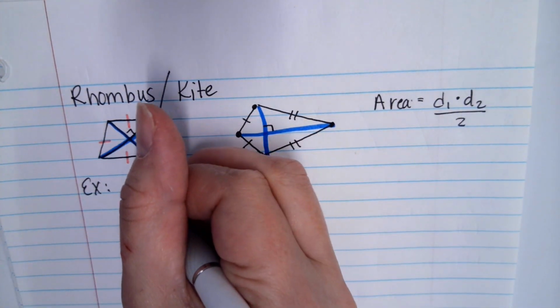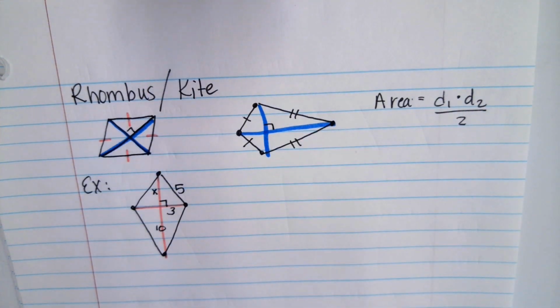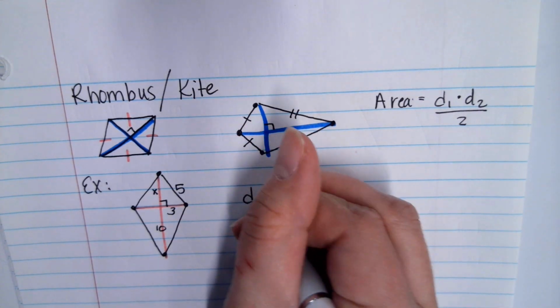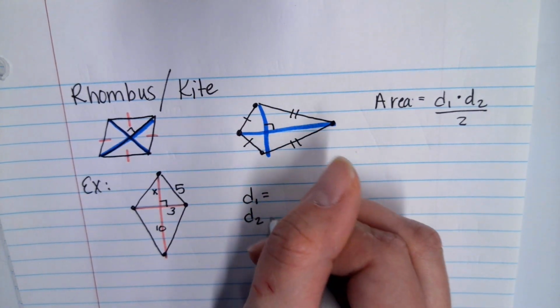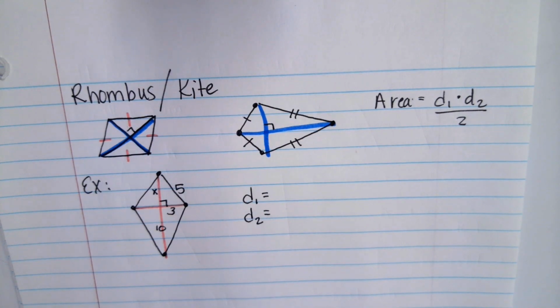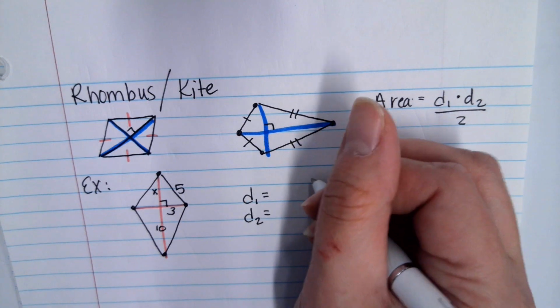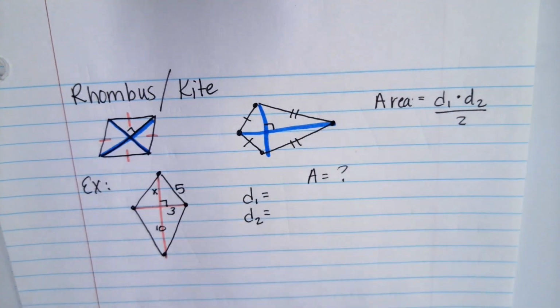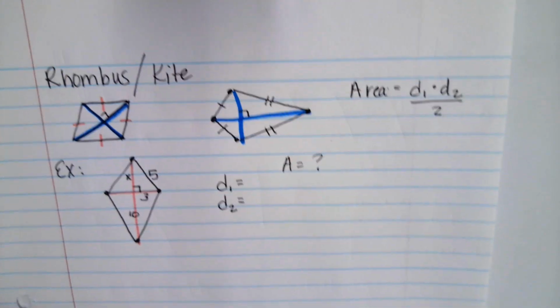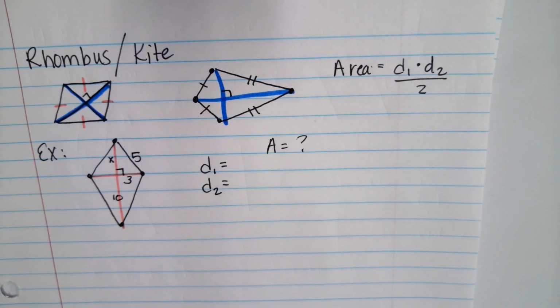And I'm going to go ahead and put an X there. And I'm going to ask you for diagonal 1. I'm going to ask you for diagonal 2. You'll have to find x first, and then I'm asking for the area. But in order to find the area, I got to figure out which one's the diagonals. It is 6 is one of them, not 15.